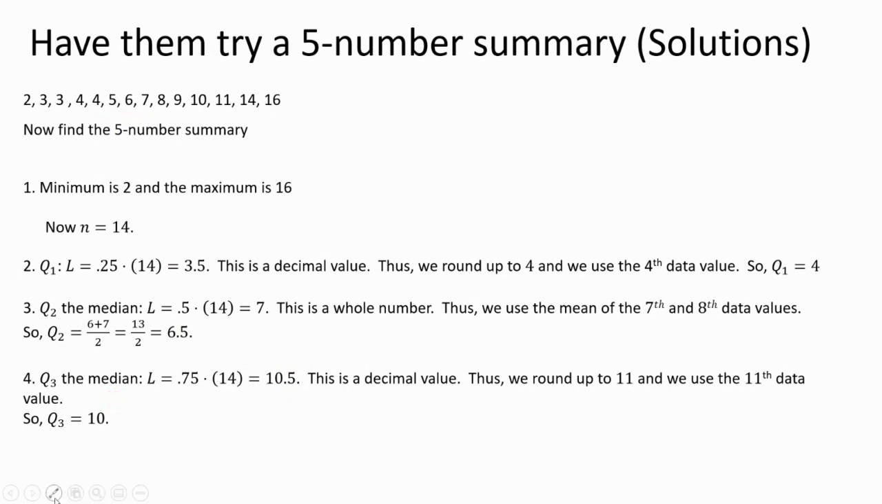Finally, Q3. I don't know why I have Q3 as the median, that's not right, let me cross that out. For Q3, the locator L is 0.75 times 14, which is 10.5. This is a decimal, so you round it up to the next whole number, 11, and use the 11th data value. So it's 1, 2, 3, 4, 5, 6, 7, 8, 9, 10, 11. So 10 is actually Q3.